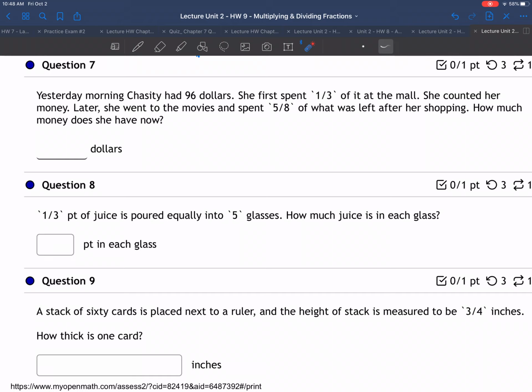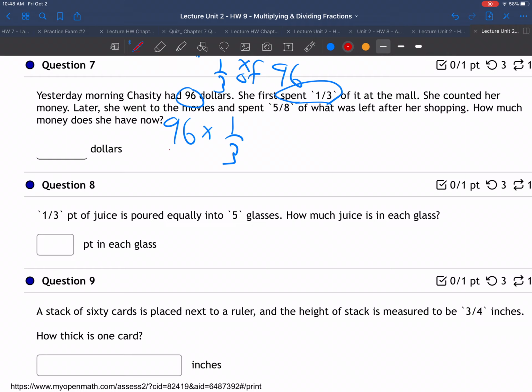So how do we figure out how much money she has now? Well, we basically have to take the first fraction, the $96, and she spent 1/3. So what do you do with spent 1/3? Well, we got to multiply by 1/3. We got to find out 1/3 of 96. Of is multiply. Do you remember that? So that'll help you to remember. Of is multiply. So 1/3 of 96 is 1/3 times 96.